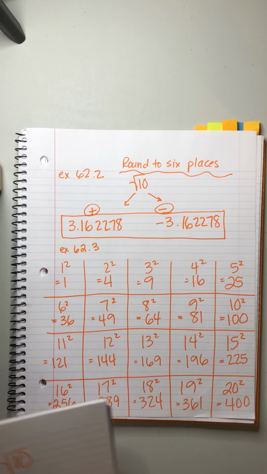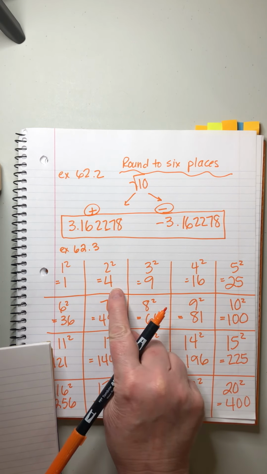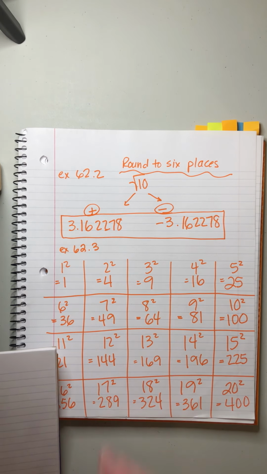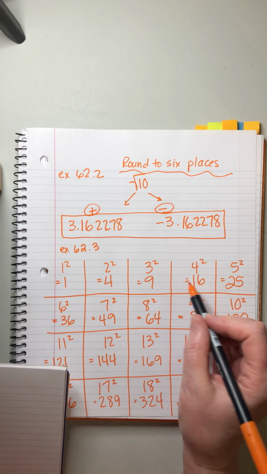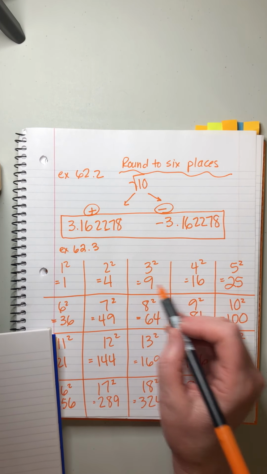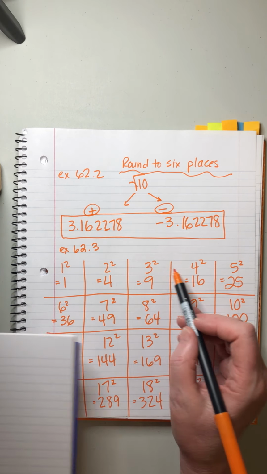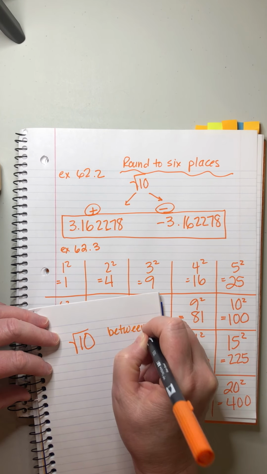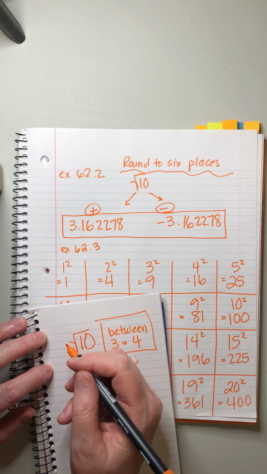Okay, the square root of 10. 10 is not a perfect square, right? It's not one of these numbers. And so its root is not going to be a whole number. But we're trying to figure out where it fits in. Well, the square root of 10 is going to be somewhere between these two, right? Because 10 is bigger than 9 and less than 16. That's where 10 falls. So that means the square root of 10 is going to be between 3 and 4. That's the right answer for this problem. And this is 62.4.